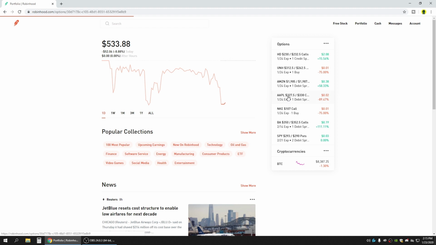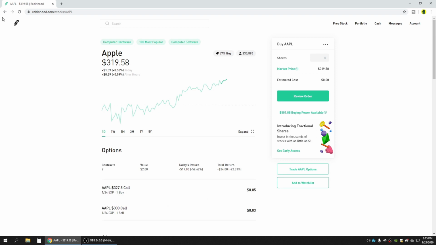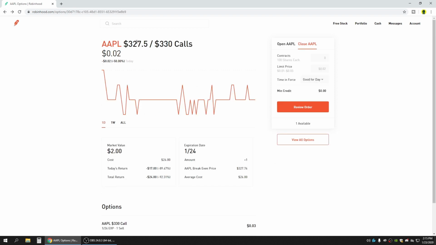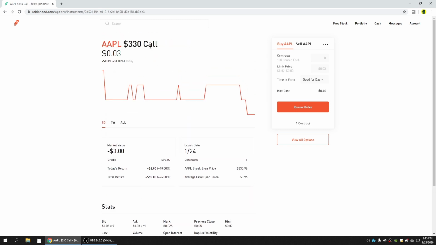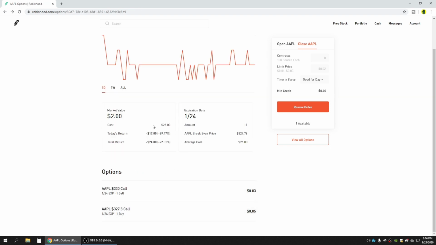So let's go to this Apple debit spread I have. This expires tomorrow, and Apple is at $319.58. So this Apple debit spread here, what this means is that I bought the 327.5 contract, and then I sold the 330 contract. When I bought these contracts, the 330 contract was worth $93, so we sold this one and received $93. And then the 327 call we bought, it was $117. So that leaves us with a total of $26, which we paid in total.